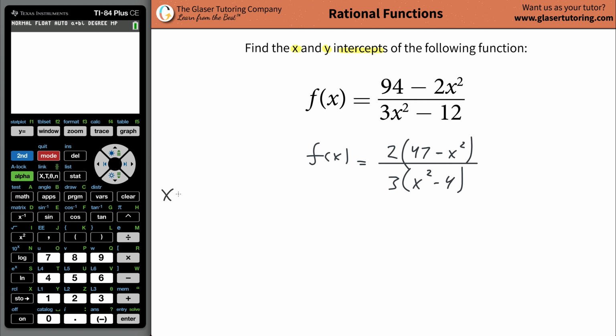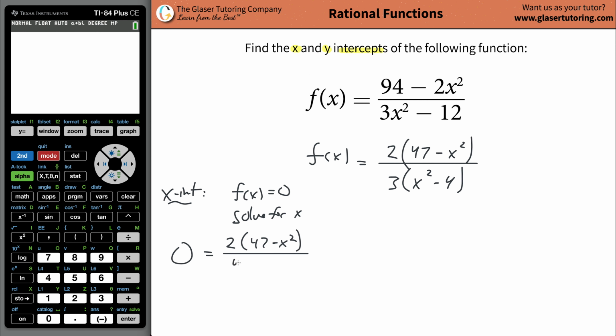So in order to do the x-intercept, what you're going to do is take your f of x and set it equal to 0, and then solve for x. So when we do this, we make f of x 0. Instead of writing f of x, write a big old 0, and that's going to equal 2 times (47 minus x squared), all being divided by 3 times (x squared minus 4). Now you can cross multiply this to start solving for x, and 0 times whatever is in the denominator is just going to be 0.